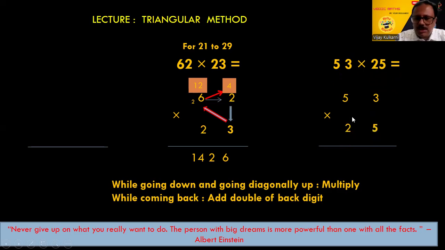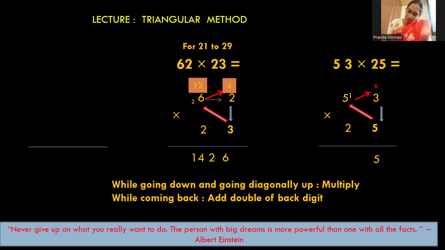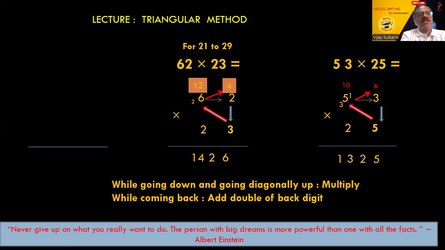How can we do this again? 3 5s are 15. Carry over 1. Now 5 5s are 25 plus 1, 26. And what is the double of 3? 6. So 26 plus 6 is 32. Write down 2. Carry over 3. Now what is the double of 5? 10. 10 plus 3 is 13. So our answer is 1325.